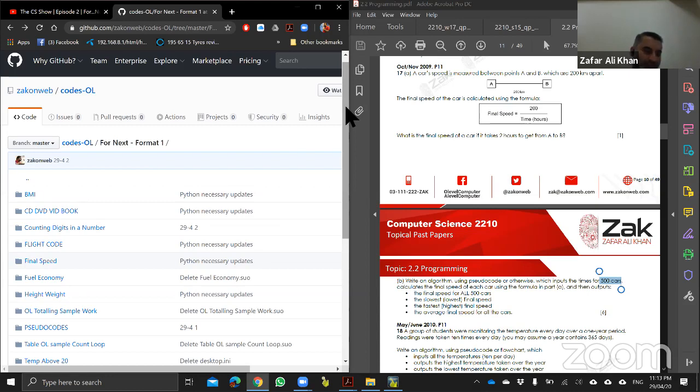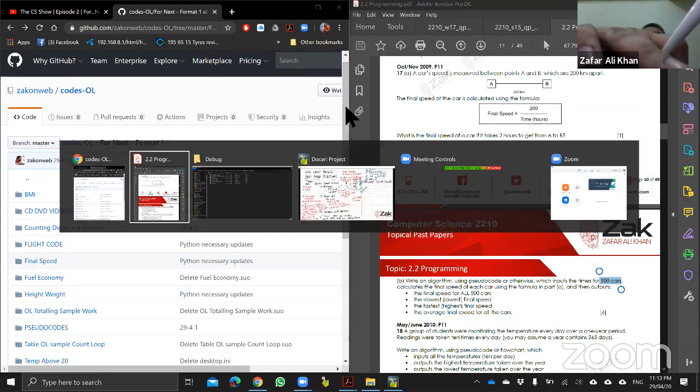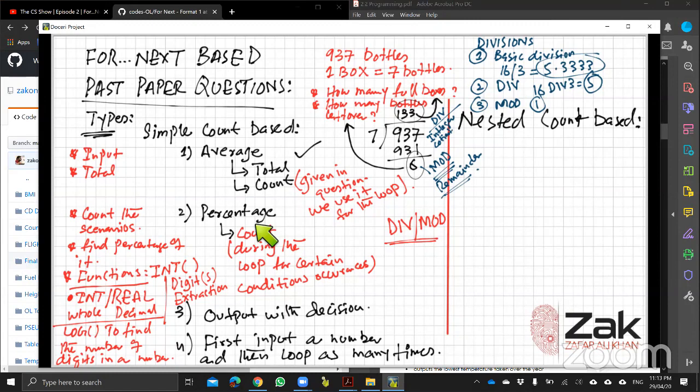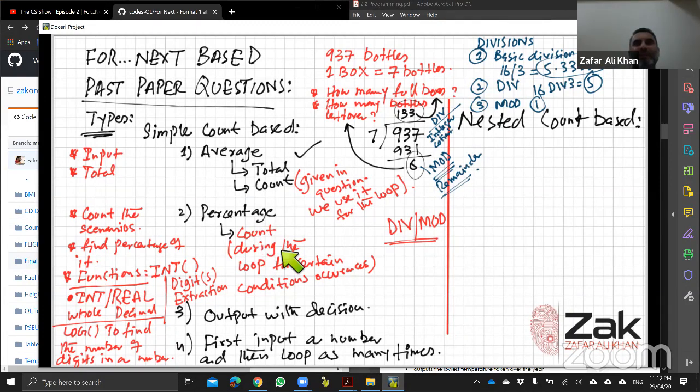What is the second one? Second one is percentage. So in percentage, this is simple percentage and simple count, simple percentage, and then with the help of integer for whole number, and then digit extraction, and then log, and then we have got mod and div. Let's discuss those.